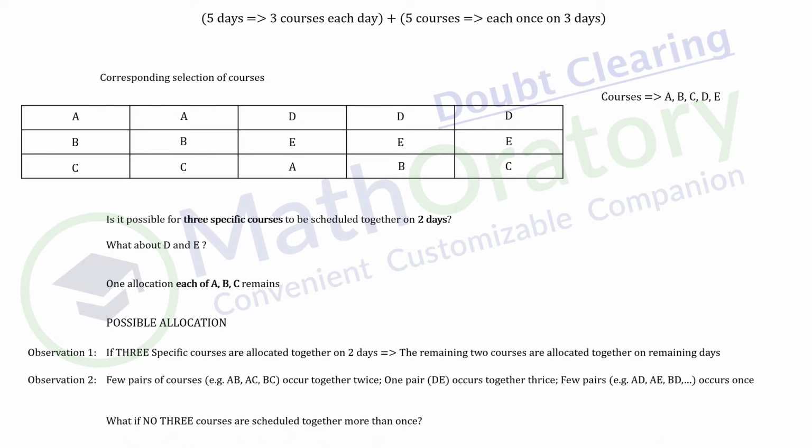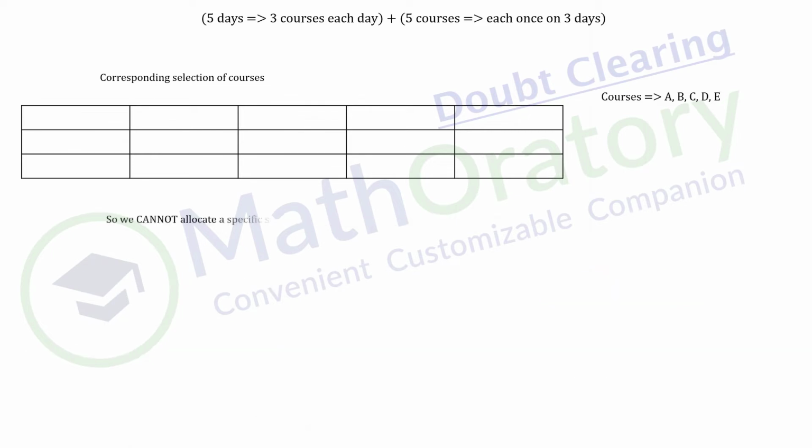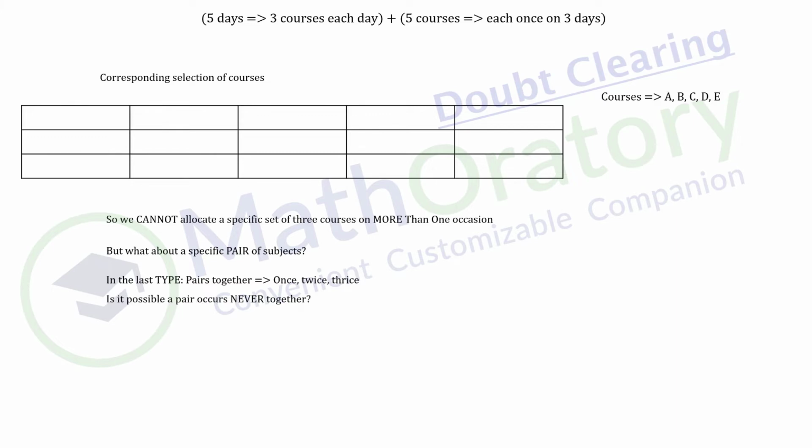So we can classify this type as three courses together twice. Now, what if no three courses occur more than once together? If this is feasible, then that must surely be a distinct type from this one. So let's use a fresh grid for this. Here, we cannot allocate a specific set of three subjects or courses on more than one occasion. But what about a pair of courses? We noticed in the last type that some pairs occurred once together, some twice, and some even thrice. A query should arise in our minds as to whether it's possible for a pair to never occur together.